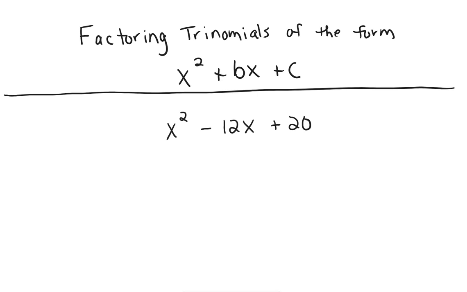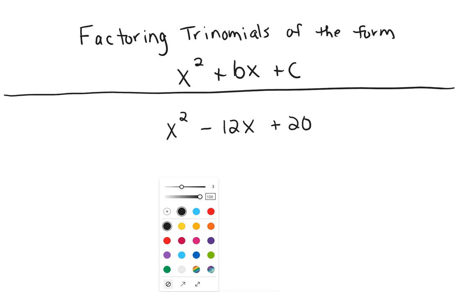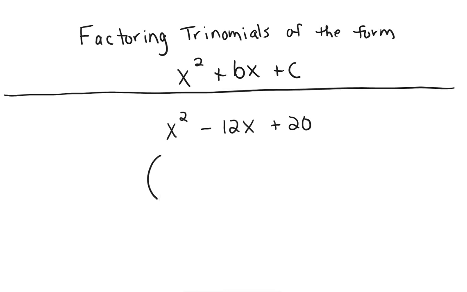Here's another example of factoring a trinomial of the form 1x squared plus bx plus c. Again, I just unfoil these, so I'm going to have two parentheses, and because my first term is an x squared, that comes from first times first. So it's got to be x times x.